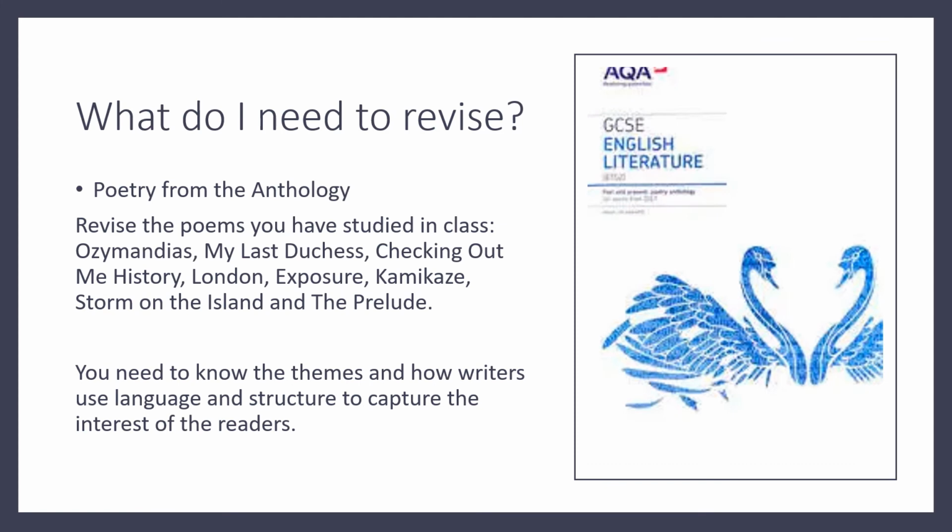To revise for the section of poetry from the anthology, students will need to revise the poems we've recently been studying in class. These poems were grouped together under the themes of the power of humans and the power of nature. It would also be useful for students to revise the poems that we studied in June and July when school reopened. These are poems that are linked together by the theme of the power of war. For these poems, you need to know the themes and how writers use language and structure to capture the interest of the readers. The best way to revise for these is by taking home your poetry anthology, which is annotated with notes on each of the poems.